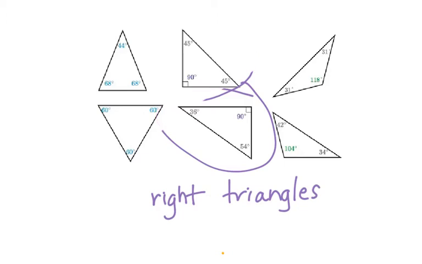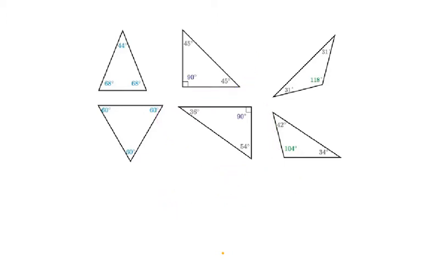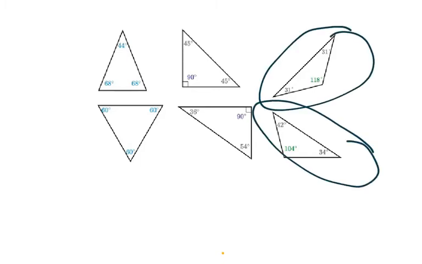And lastly, the last type of triangle that we talked about is obtuse. Would you please touch the 2 obtuse triangles? Did you touch this one and this one? Because they each have one angle that measures greater than 90 degrees, the entire triangle is an obtuse triangle.